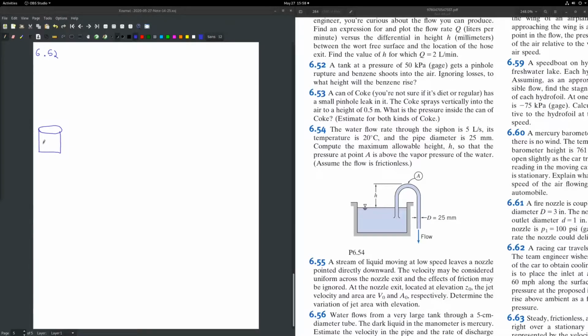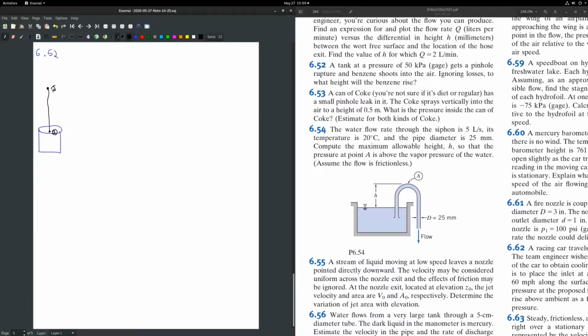On to the final problem of the DGD. This is 6.52, and we have this can with benzene inside of it. So the can is at a certain pressure, and it's going to be releasing benzene into the air, straight up into the air.